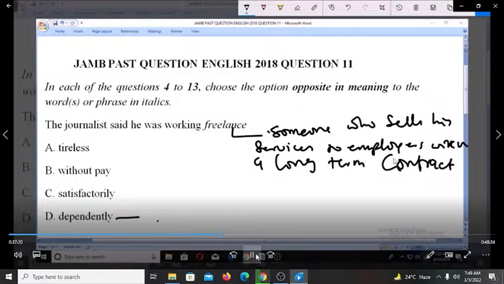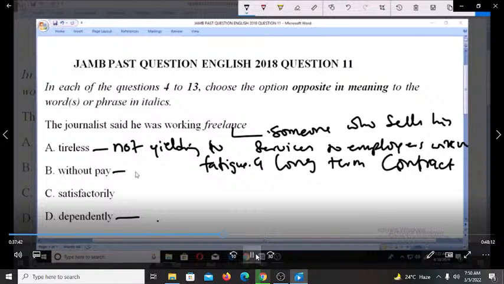So you're actually free. So that is freelance. Now, tireless simply means you're not yielding to fatigue. Somebody that doesn't get tired easily, not yielding to fatigue. That's the meaning of tireless. Now, without pay means that you're working and you're not collecting money. You're not paid. You're working for free.